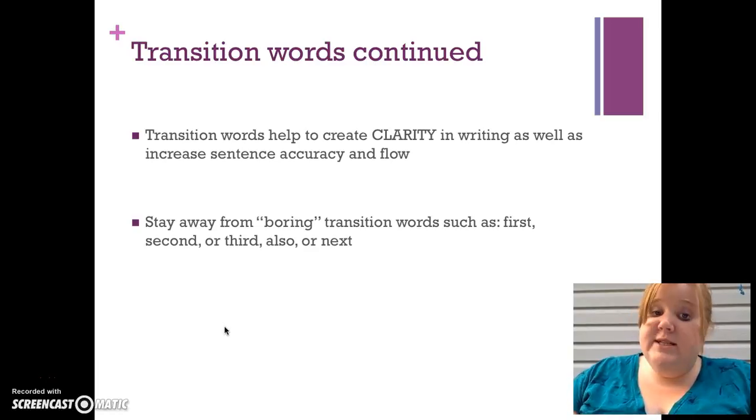Stay away from boring transition words such as first, second, or third, also, or next. People are used to seeing those. We don't need to be seeing them over and over again and create redundancy.